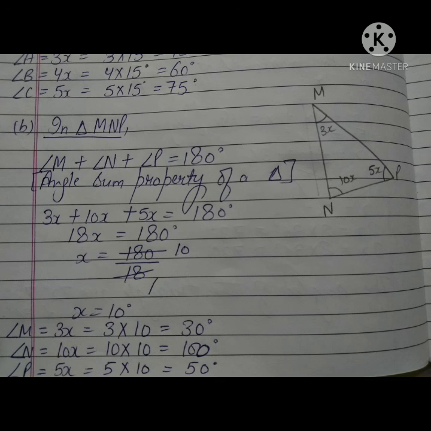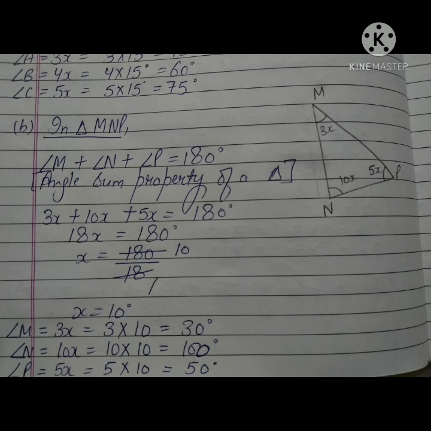In part B, you have a triangle MNP, right? So angle M is equal to 3x, angle N is equal to 10x, angle P is equal to 5x. In triangle MNP, angle M plus angle N plus angle P is equal to 180 degrees, the angle sum property of a triangle. So 3x plus 10x plus 5x is equal to 180 degrees. When you add 3x plus 10x plus 5x, you will get 18x.